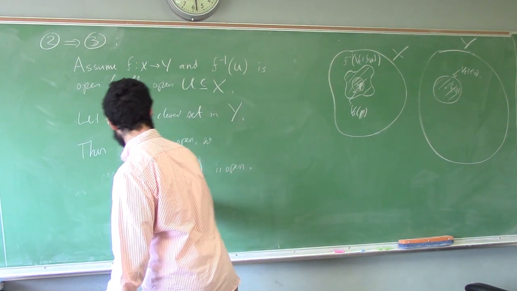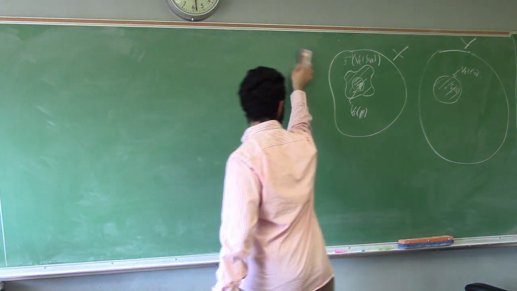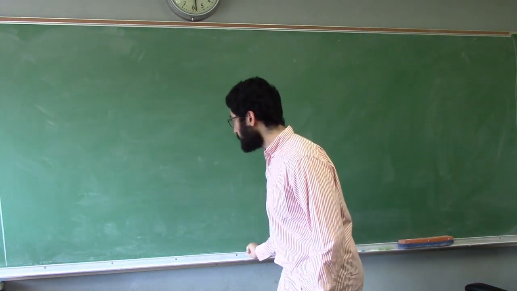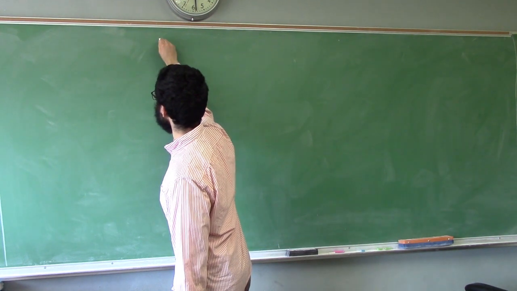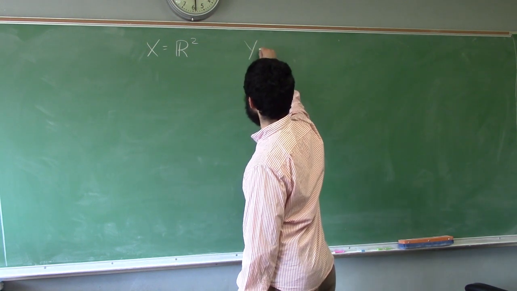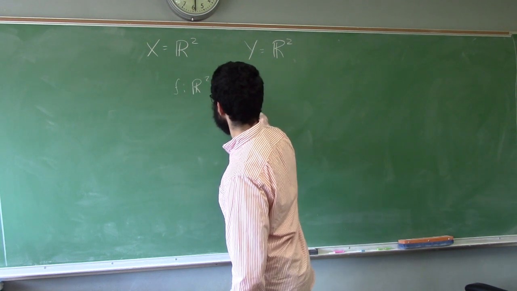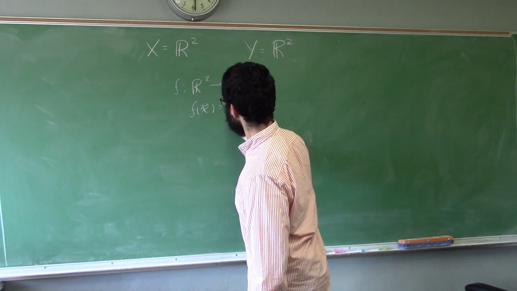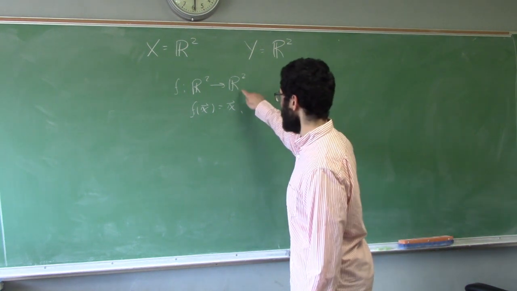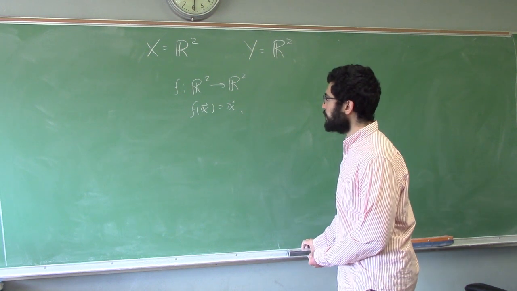Okay, let's look at one kind of trivial example just to highlight a certain misconception that can occur. So let's take, for our X, R2, and for our Y, let's also take R2, and let's take the identity function. That's certainly continuous, right? And you can see also that the preimage of any open set in R2 is going to be open because the preimage of any set is just itself. It's the identity function.